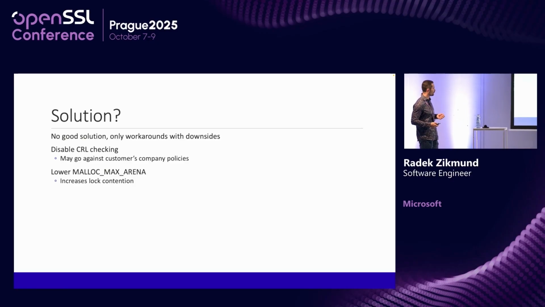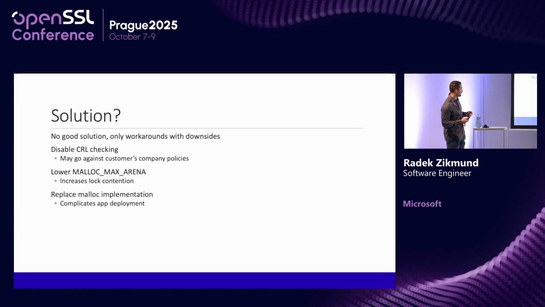So that's also a no-go for many customers. We can say, okay, let's try a different malloc implementation. Then again, it's not something that we as library developers can do. We can't just arbitrarily decide to ship another library which replaces malloc. And if we ask our users to do that as a workaround on their side, it complicates development, it complicates deployment because they need to get the malloc, they need to know how to install it, etc.